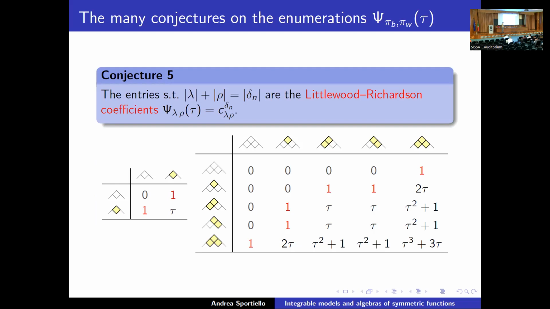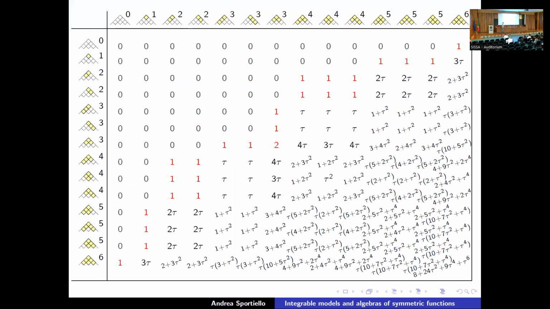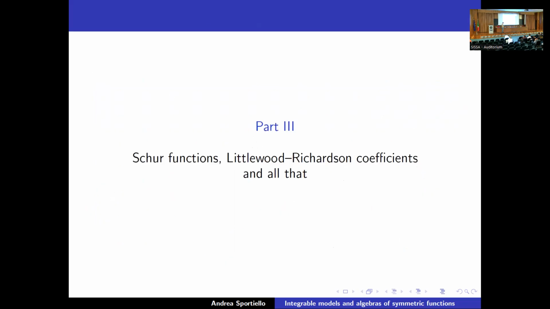And then conjecture 5. The polynomials of degree 0 are the Littlewood-Richardson coefficients. They really do, even at size 4. And this has been checked up to size 5 or 6, I'm not sure. What are the Littlewood-Richardson coefficients? Here I have to cut a lot of the talk, so I'm sorry.